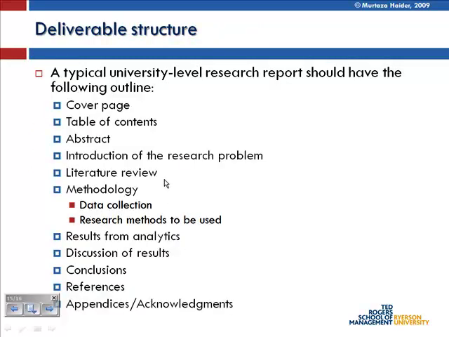The tradition is, in academia at least, and the purpose of these lectures is to help students do their research. And therefore we are focusing on the structure, report structures in typical academic environments. A typical university level research report should have the following outline. You start with the cover page, and the cover page has your name and your student number, and the course you're taking, and the professor's name. If it's a master's or a PhD dissertation, the university guidelines are very strict as to what goes in the cover page. You must always have a table of contents.